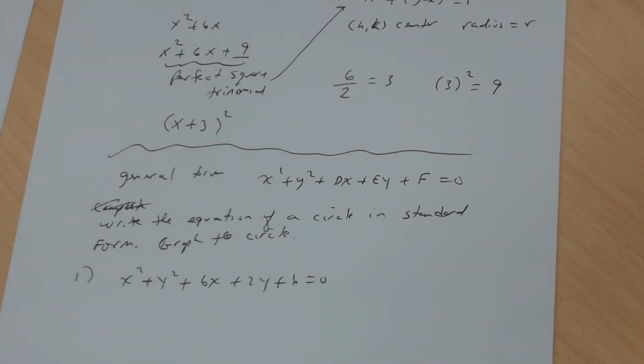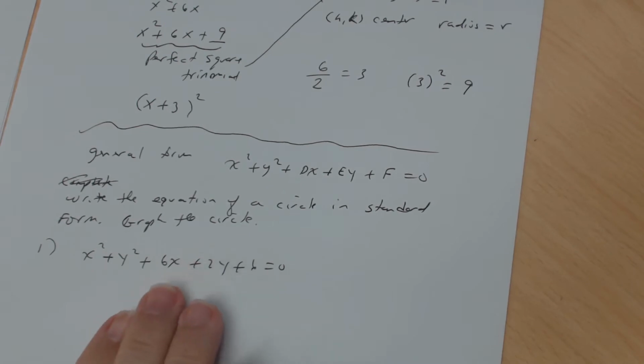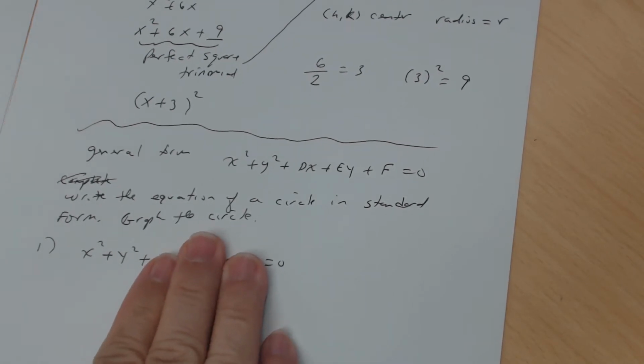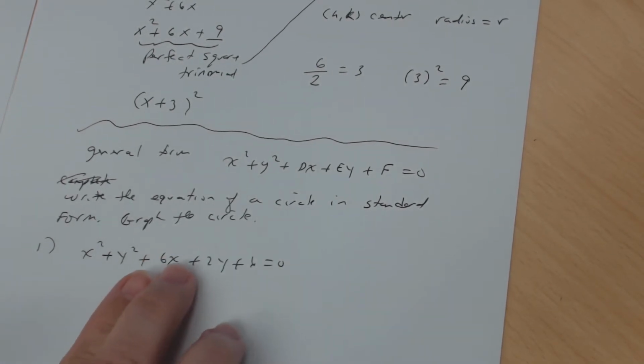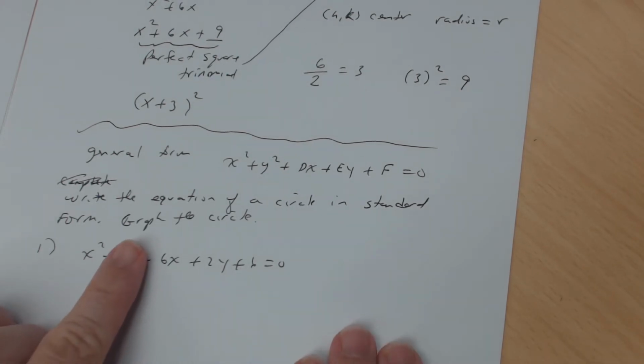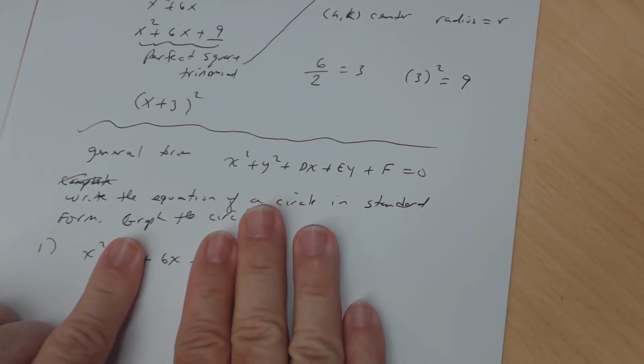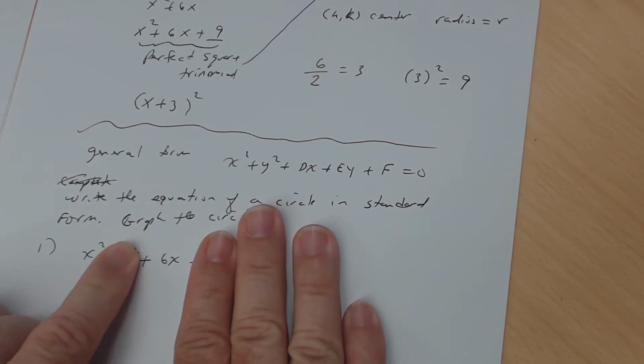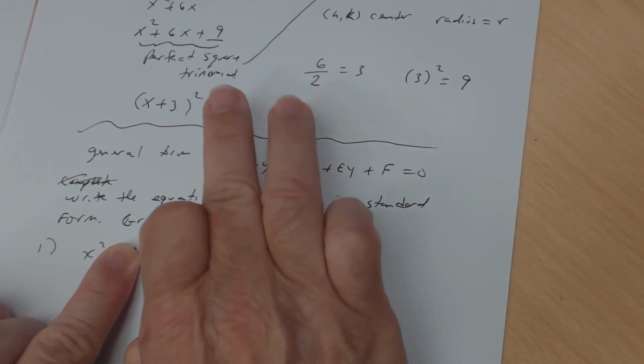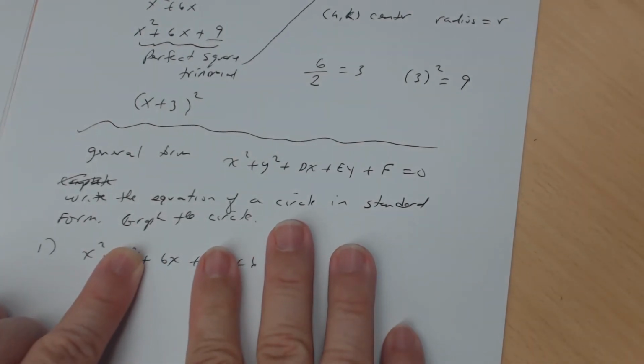So x squared plus y squared plus 6x plus 2y plus 6 equals 0. All right, so here's the idea. I'm going to cover the y squared and everything else. If what I'm covering wasn't there, x squared plus 6x looks like the one we just did a while ago. So you're going to complete the square in the x's.